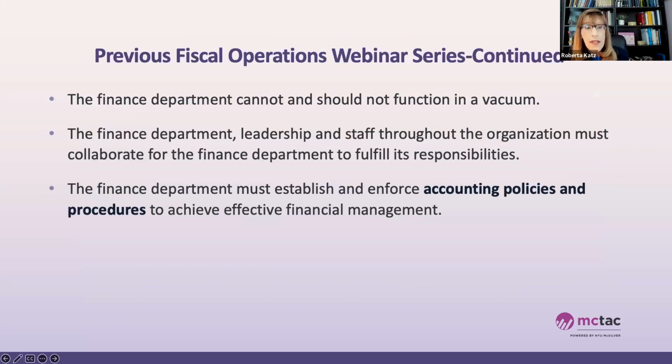We also discussed that the finance department cannot and should not function in a vacuum. In order for the finance department to fulfill its responsibilities, they must collaborate with leadership and staff throughout the organization. And one of the ways that the finance department achieves effective financial management is to establish and enforce accounting policies and procedures, which we will be taking an in-depth look at in today's workshop. And these policies and procedures apply not only to the finance department, but to leadership and staff throughout the organization.